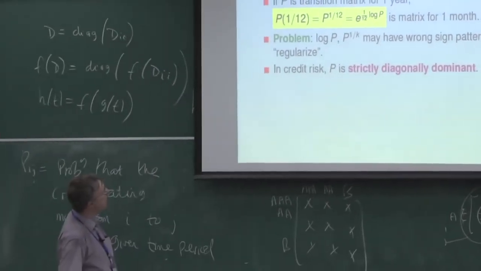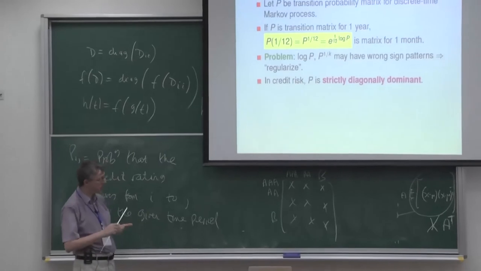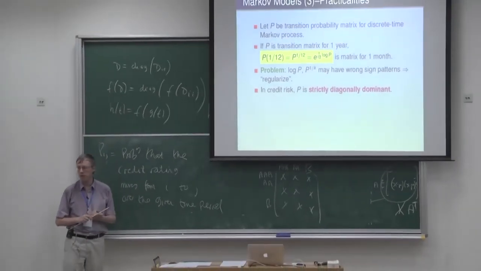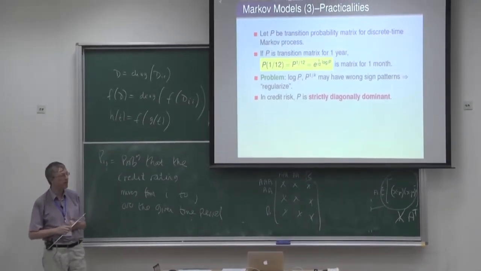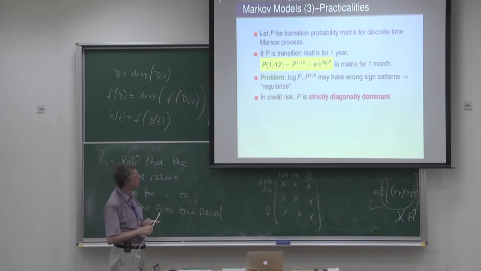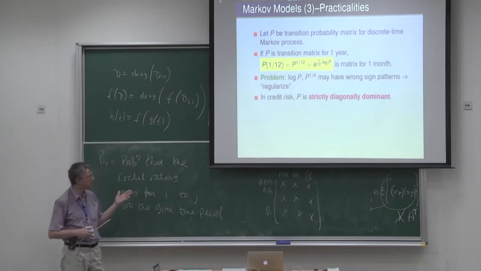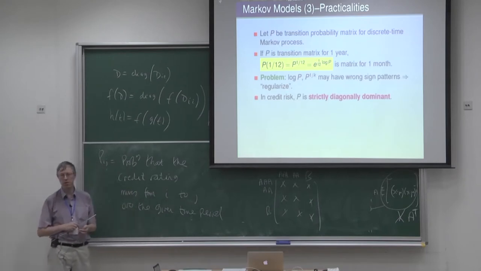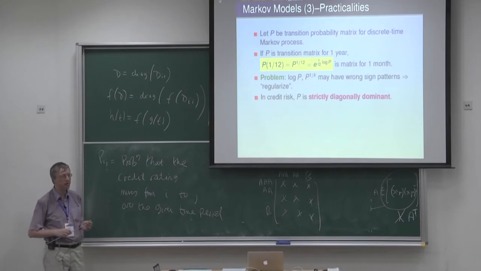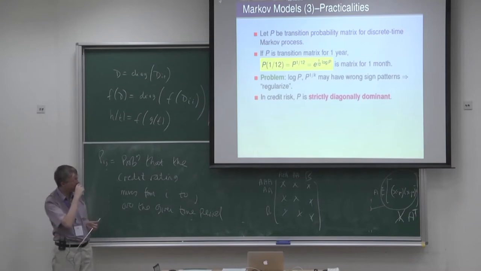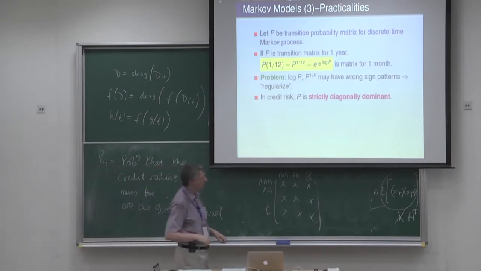So one question is, does P to the 1 over 12 have the form of a stochastic matrix? Is it actually a stochastic matrix? If it is, how do we compute it? If it isn't, what should we do? Because in practice, I'm working in the bank, I've been told to come up with this matrix, so I've got to come up with a matrix. And whether or not there is a stochastic 12th root is not my manager's interest. He wants a matrix. So in that case, you have to think about regularizing.